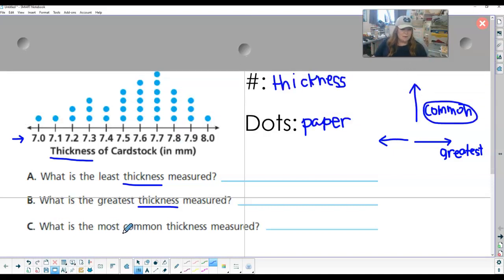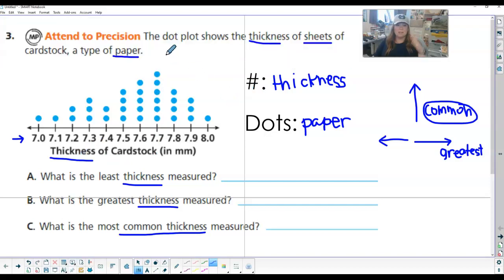So this one says, what is the most common thickness? My answer is a thickness, so it's a number. And I want the most common, so the one that has the most dots, I can see is this thickness here. So they all used thickness. We never were really counting dots necessarily, but we used thickness, and we just had to pay attention to greatest, least, most common, least common. Let's go ahead and fill those answers out.